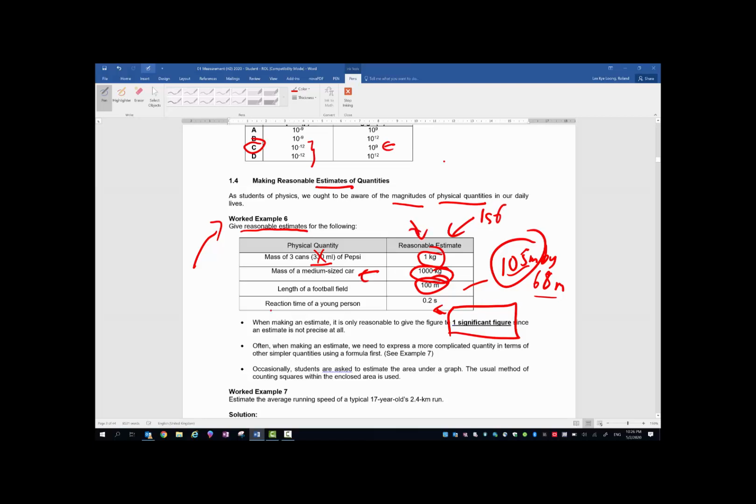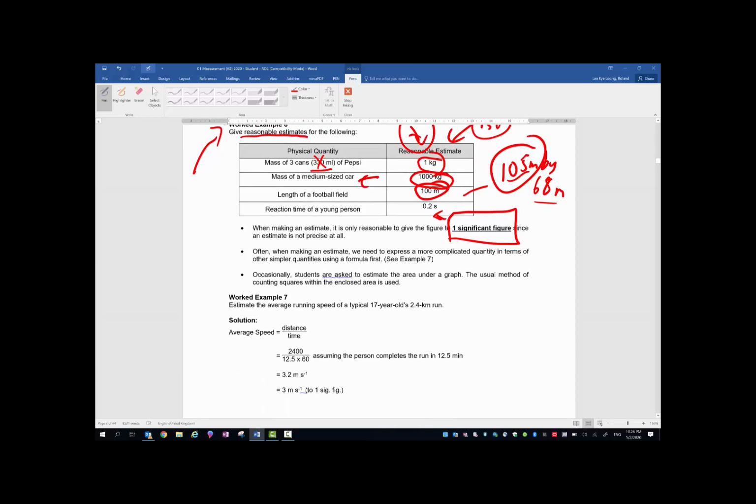If you put the reaction time of a young person is 1 second, you'll be marked wrong, because while the estimate part is okay, it is not reasonable. 1 second, seriously, if you start the 100-meter race and they fire the gun and you only start running 1 second later, now that is not reasonable. So that's what it's about.